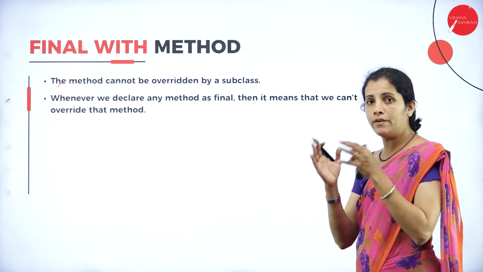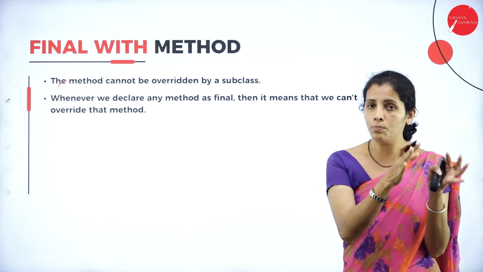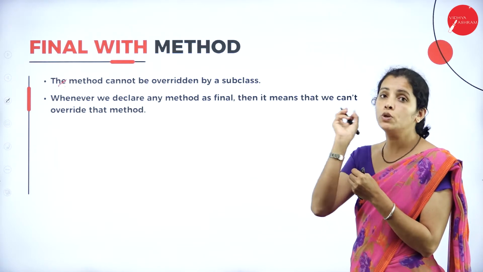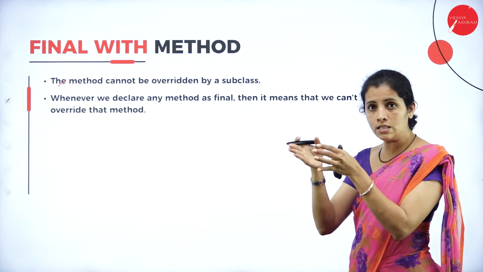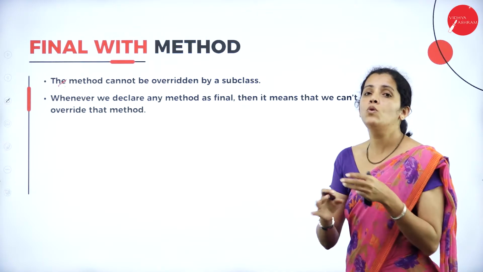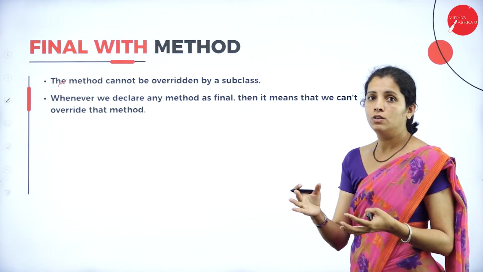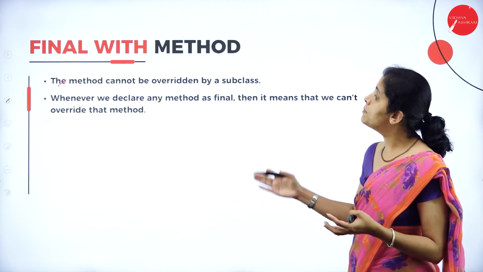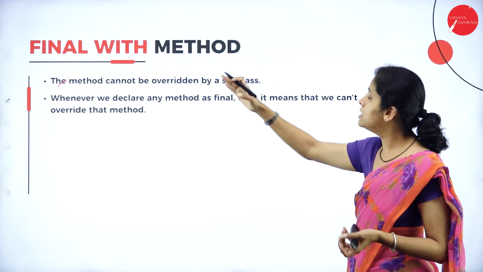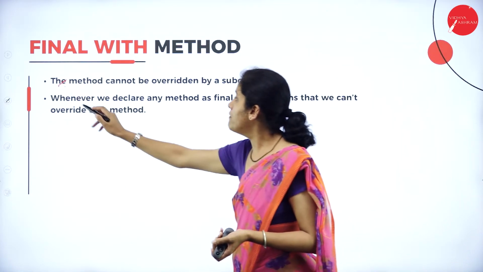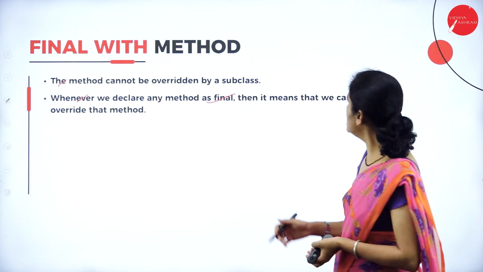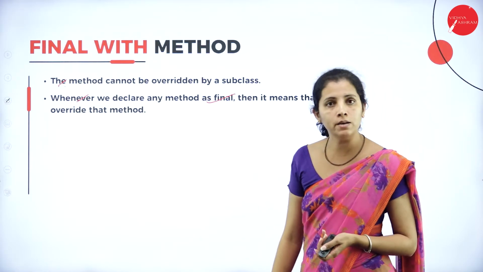So dear student, if I have the same method in the superclass and in my subclass, what's going to happen? The subclass method is going to override the superclass method. But I want to avoid that. So what am I going to do? I'm going to use the final keyword with my method. Whenever we declare any method as final, it means that we cannot override that method.